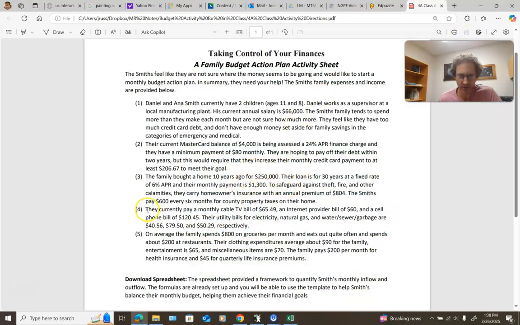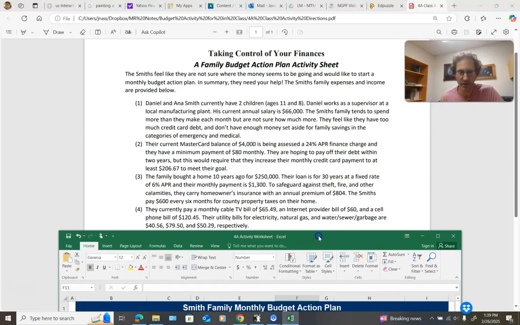All right, so we've made it to number 4. It says they currently pay a monthly cable TV bill of $65.49. Okay, so that's already given on a monthly basis, so we don't need to prorate that. An internet provider bill of $60 and a cell phone bill of $120.45. Okay, so these are already prorated. And then it goes on to say their utility bills for electricity, natural gas, and water, sewer, garbage are, and then it gives the respective amounts. Okay, so all of these are prorated as well. So we need to just go ahead and input these amounts into our spreadsheet.